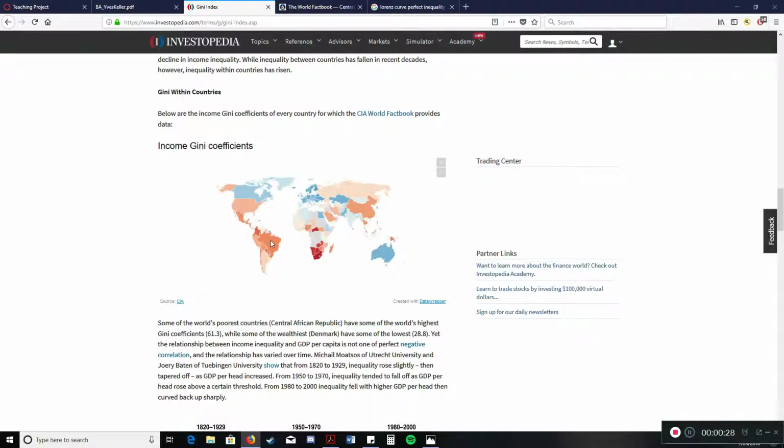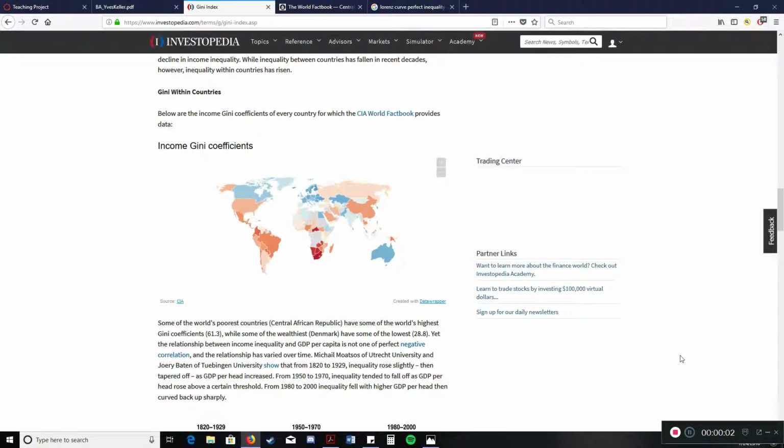Generally, some of the poorest countries in the world, such as the Central African Republic, have the world's highest Gini coefficients, 61.3%, while some of the wealthiest, like Denmark, have 28.8%. This obviously means that the rich control most of the money in the countries, such as in South Africa, which is 62.5%.